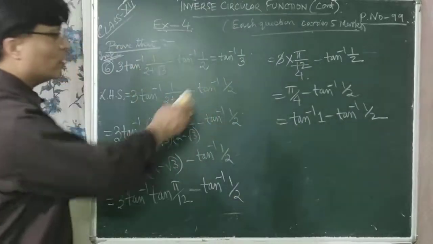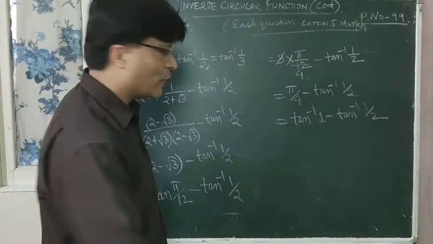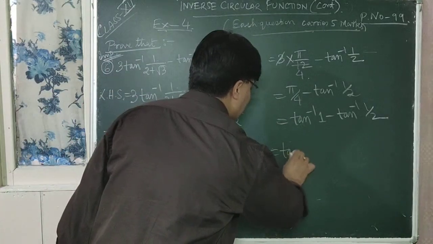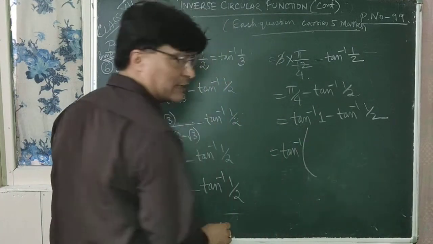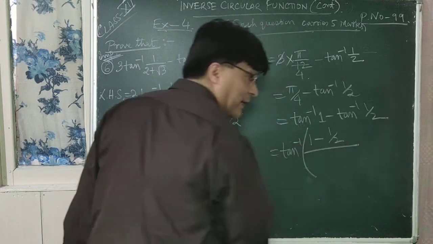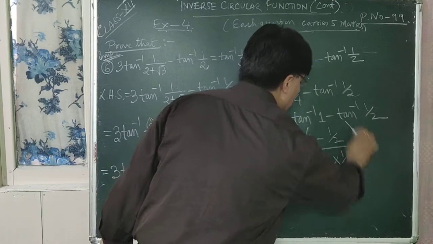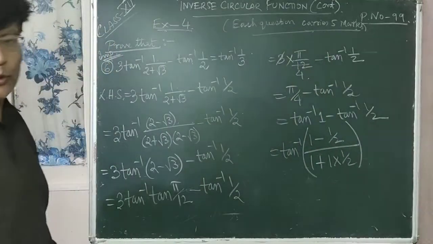Okay? So which formula is used again? Tan inverse x minus tan inverse y is equal to tan inverse within bracket, x minus y divided by 1 plus x into y. What is x here? 1. Y is half. So 1 minus half divided by 1 plus 1 into half. Is that clear to all of you?